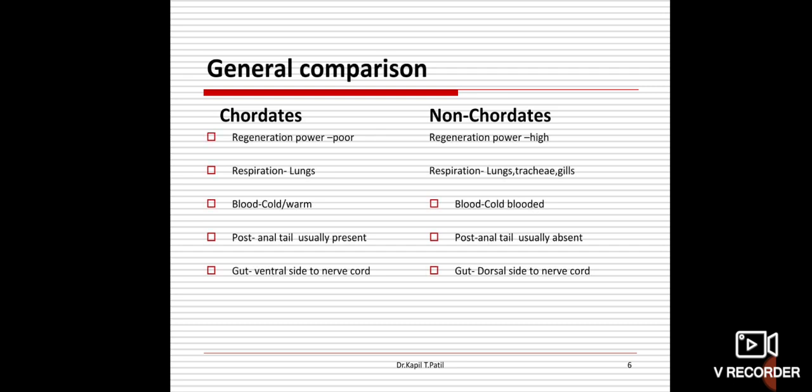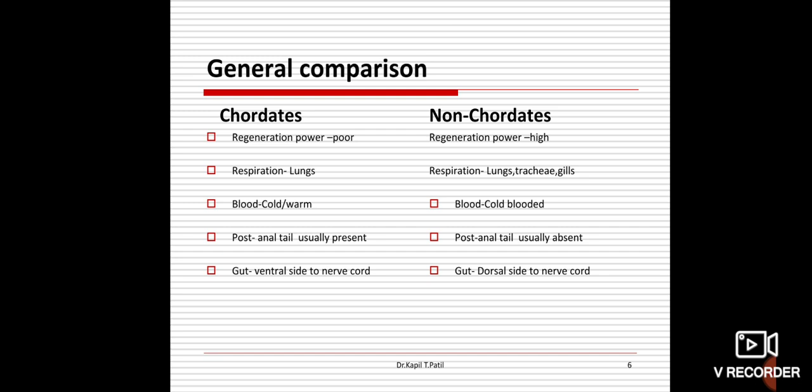Then see the next point. In a chordate, regeneration power is very poor, but in a non-chordate, regeneration power is very high. The best example is a starfish. When you cut its arms, it can regenerate its arms. So this type of power is very poor in chordates.